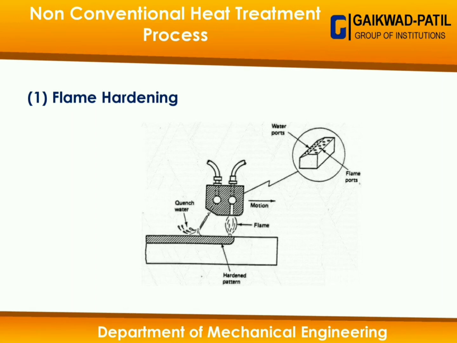Now, for the non-conventional heat treatment cycles, there are 2 types. First is flame hardening and another is the induction hardening heat treatment cycle. So, let's see first the flame hardening heat treatment cycle, in which an oxyacetylene flame is used to harden the metal. In the required apparatus, as we have seen in the diagram, a nozzle for the oxyacetylene flame is fitted at one end of the apparatus.